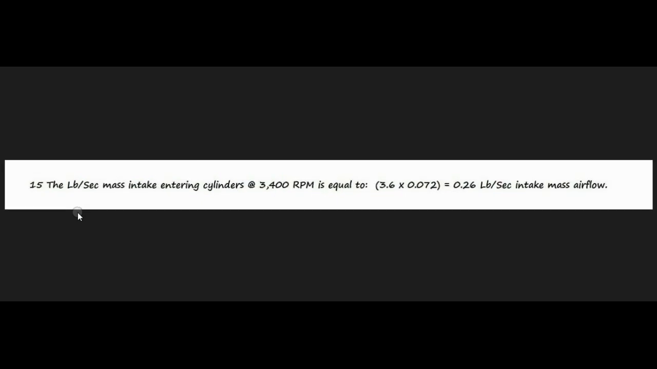Then we multiply that value times the air density. So we can compute the pounds per second mass airflow entering the engine at 3,400 RPM. Then we divide that by 14.7 to compute the gasoline fuel consumption per second, pounds per second, so 0.0177 pounds per second gasoline fuel consumption at 3,400 RPM.